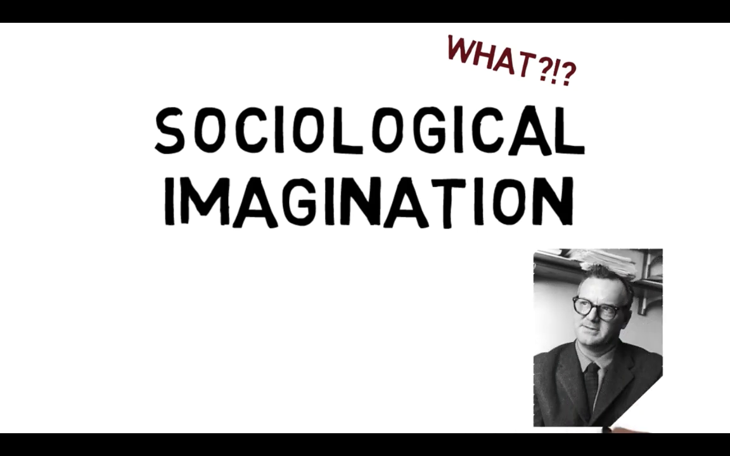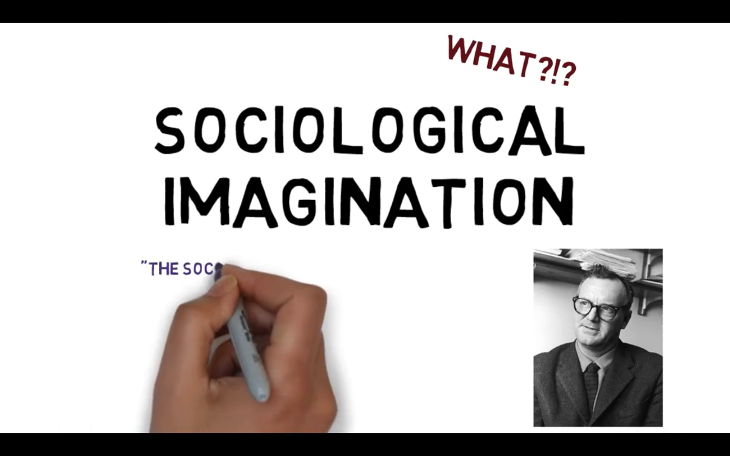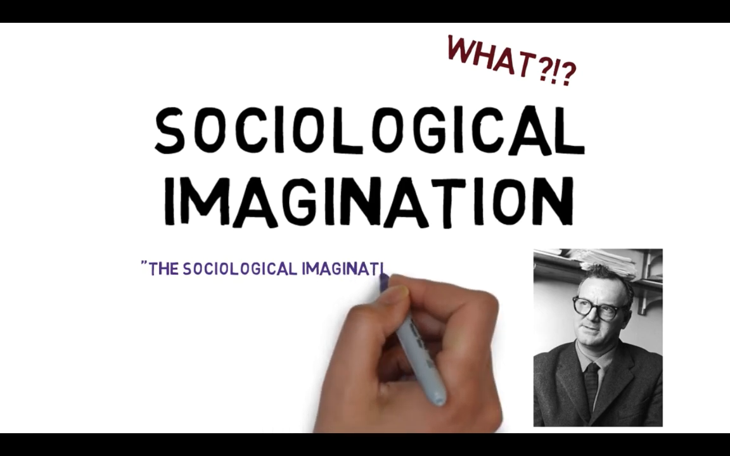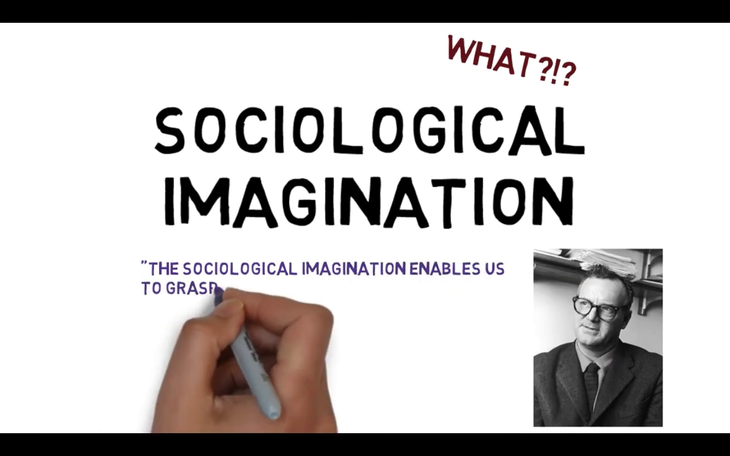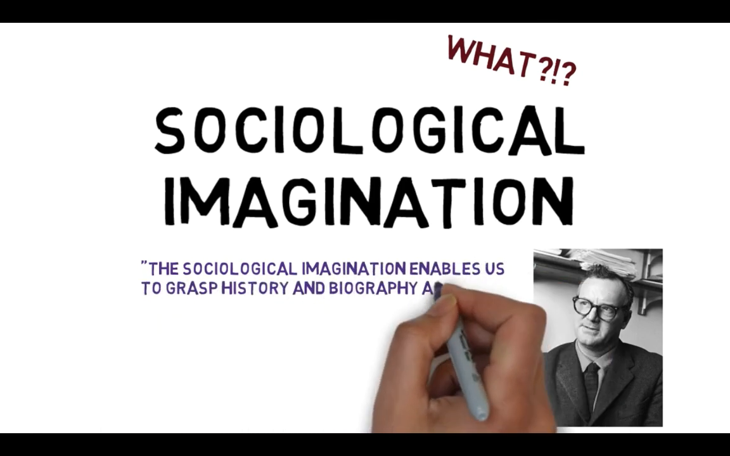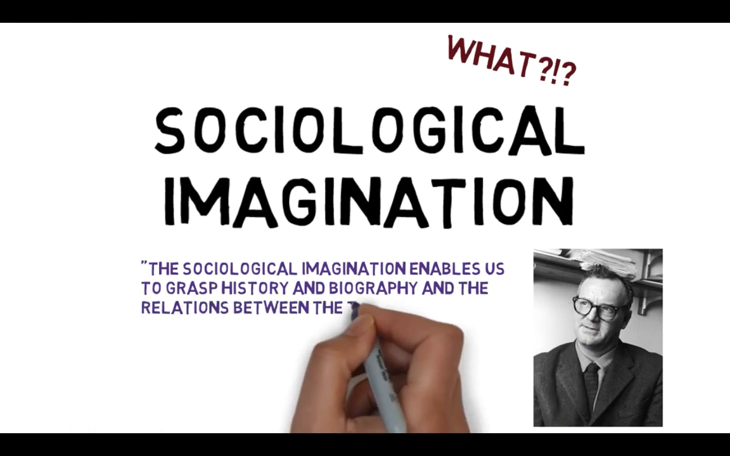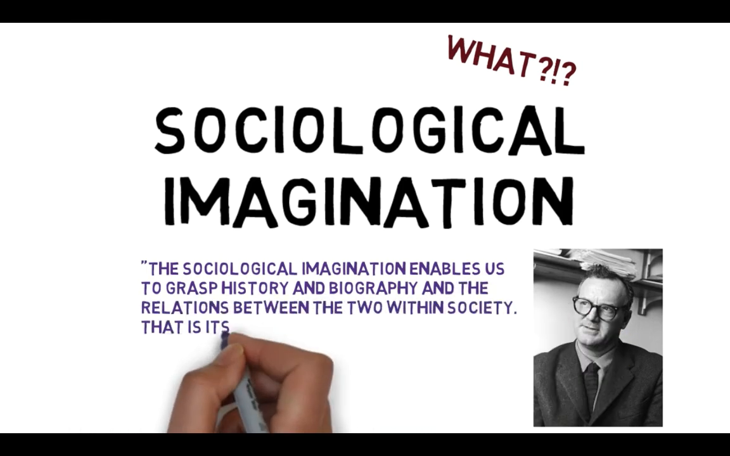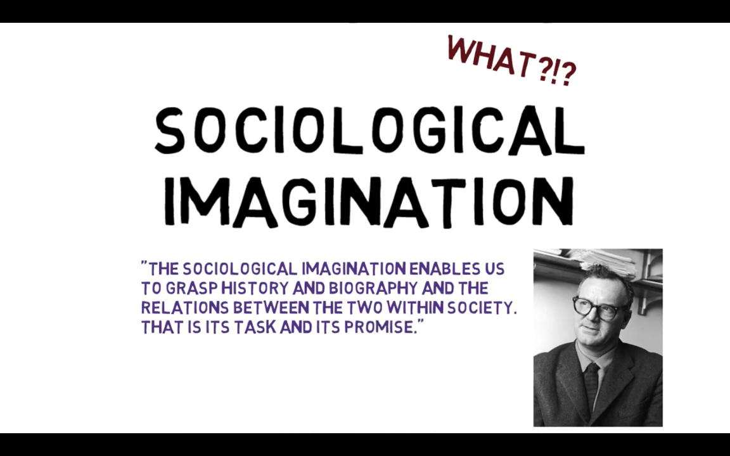The concept of the sociological imagination was presented in 1959 by C. Wright Mills in his famous book of the same title, where he states the sociological imagination enables us to grasp history and biography and the relations between the two within society. That is its task and its promise.